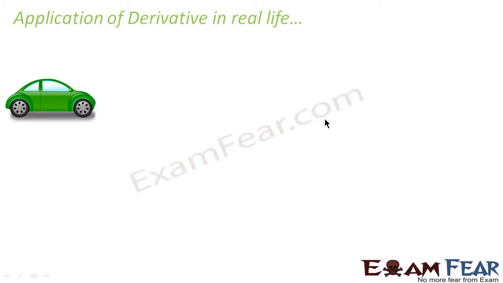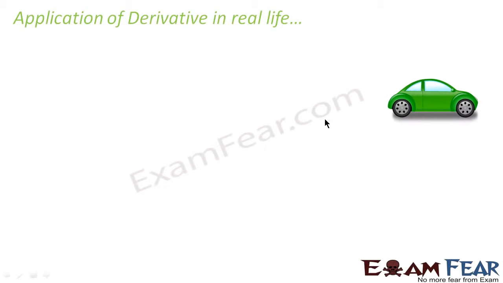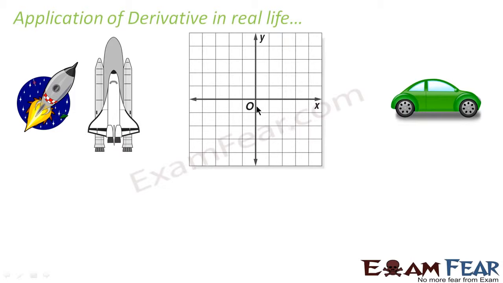So application of derivatives, as we all know in real life: you have this car, and if you have this distance-time graph and you want to find the speed at a particular point in time, you can find the derivative at that point. That will give you the speed at that time. If you have a velocity-time graph or speed-time graph and you want to find the acceleration, you can just find the derivative at a particular point, and you'll get the acceleration at that point. The same thing is used in the field of space.